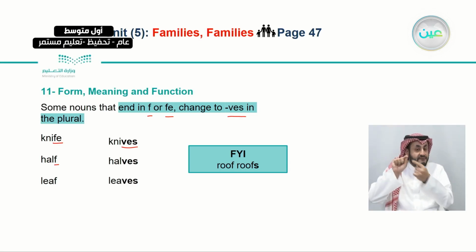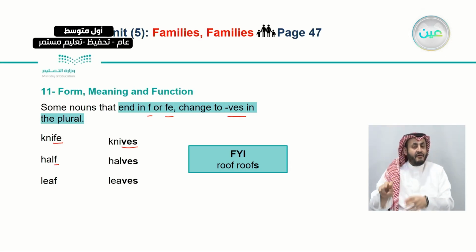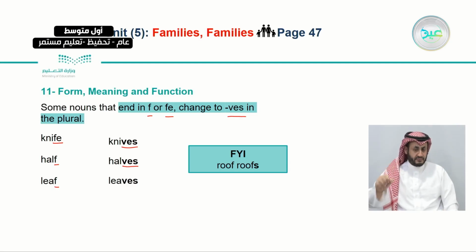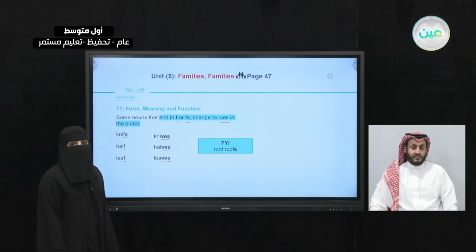How about half? What should I do? Look back. Some nouns that end in F or FE change to VES in the plural. So basically I'm going to change the F into VES. How about leaf? Same thing. It ends with an F. So in order to make it plural, leaves, I change the F into VES. How was that? Okay.